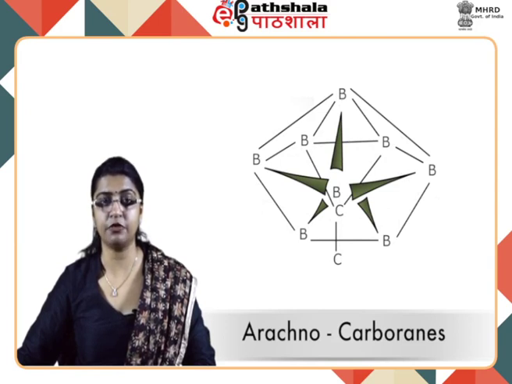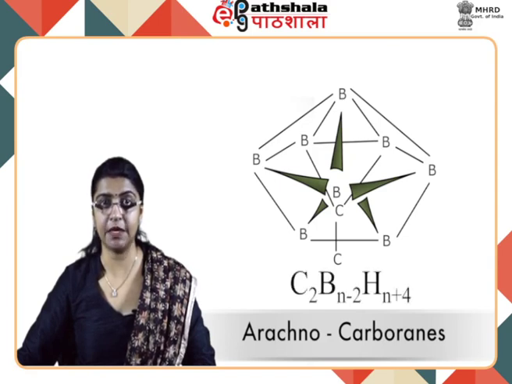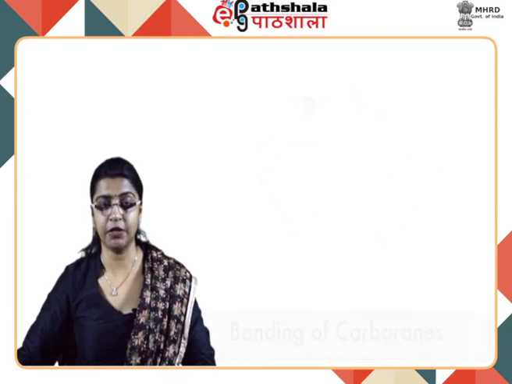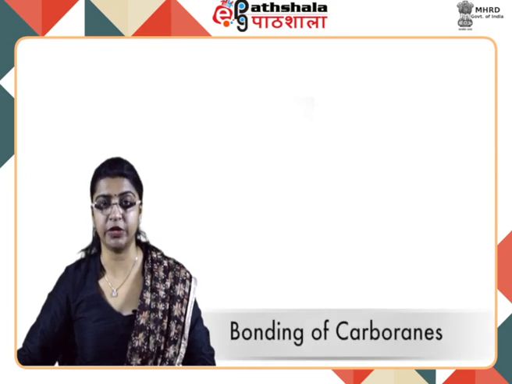The general formula for arachnocarboranes is C2Bn-2Hn+4. Let us see this example where we have the structure of C2B8H10 4-. Note in this structure that 2 vertices are missing as per the regular polyhedron structure. Now let us discuss the bonding in carboranes.